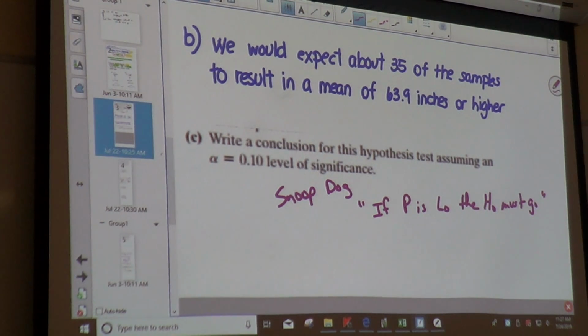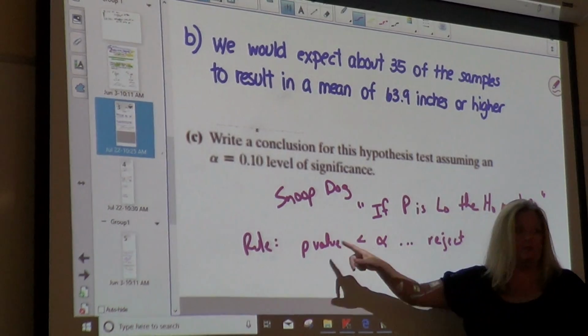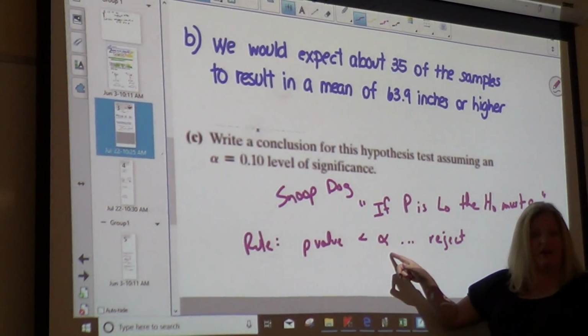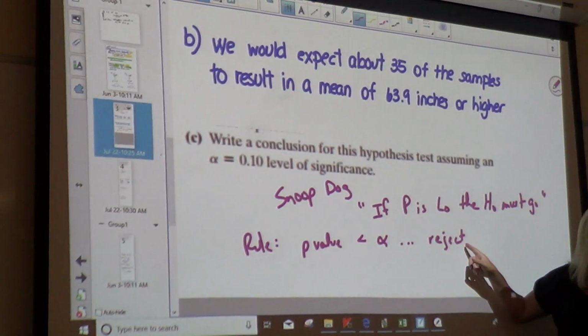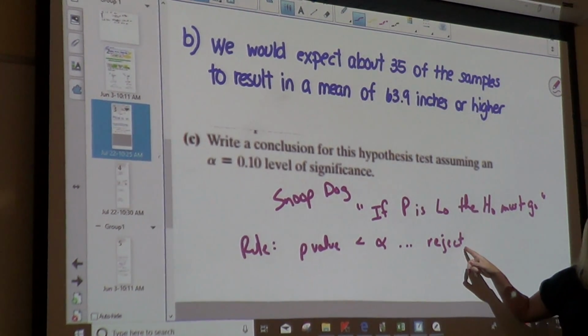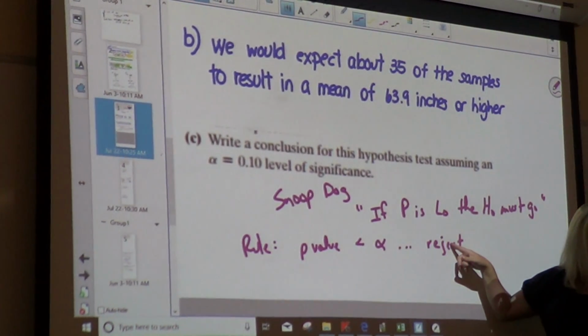If P is low, the H naught must go. So the other rule, if you can't draw it, says that if your p-value is less than your alpha, you reject it. It must go. So if your p is low, if your p is less than your alpha, it must go. You must reject it.